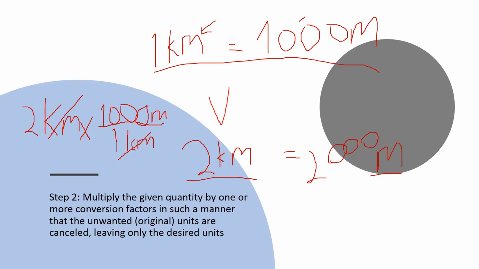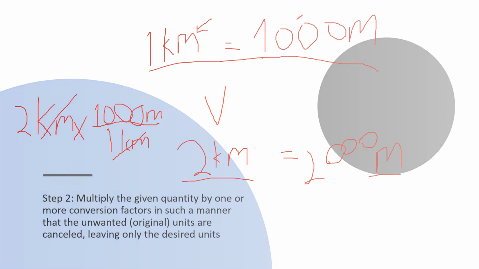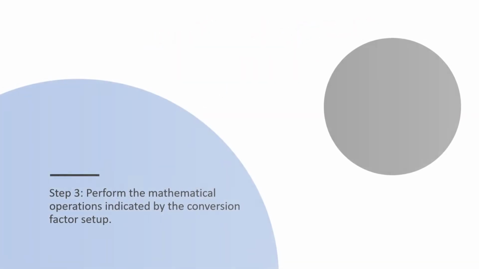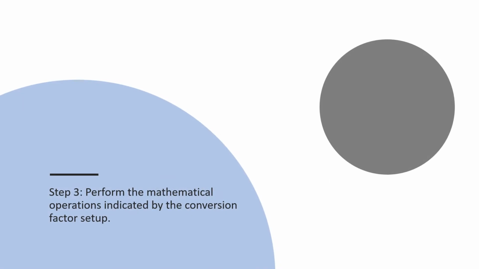Now, step 3, I believe, is perform mathematical operations indicated by the conversion factor setup. So, nagawa na natin yun sa last slide. Ginawa lang natin is minultiply natin si 2 kilometers to a conversion factor of 1,000 meters over 1 kilometer. So, saan po natin kinuha yung 1,000 meters over 1 kilometer? Again, that is the conversion factor ng ating kilometers to meters.